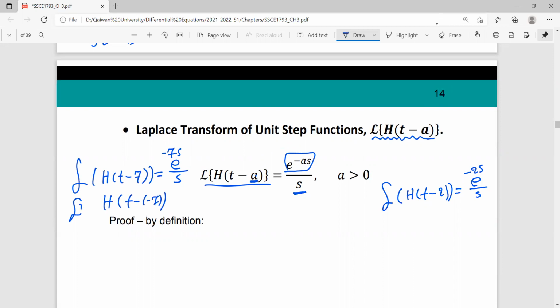Here it means we must have no t minus 7 in this case less than 0. Okay, so that sign must always be negative.